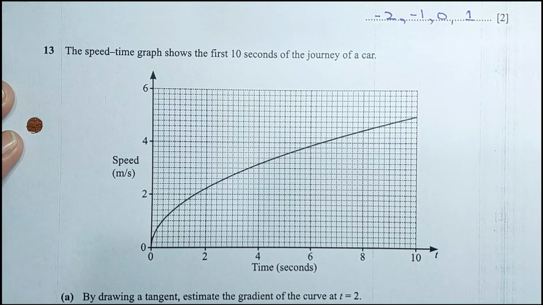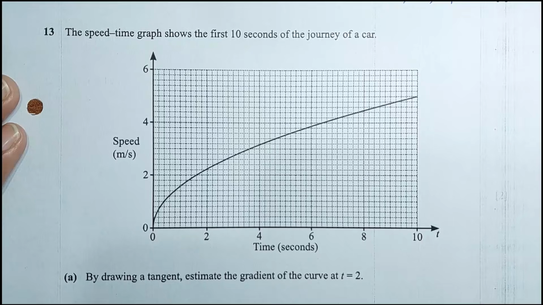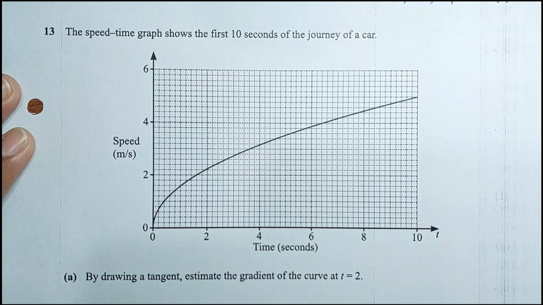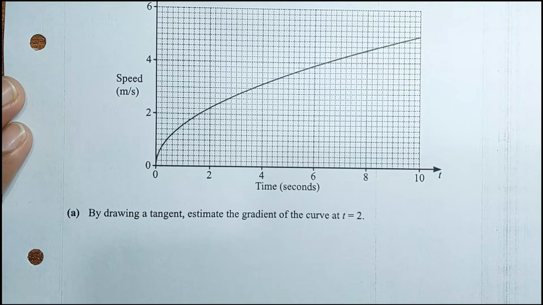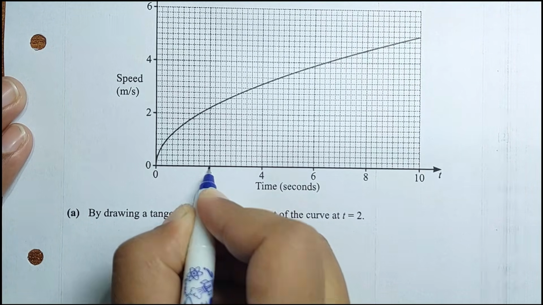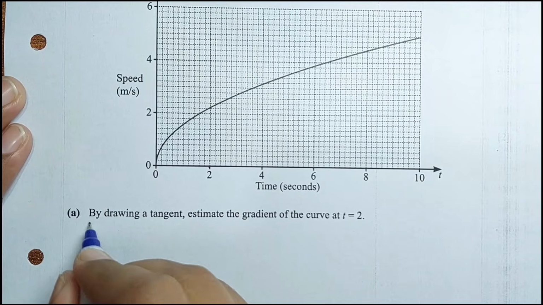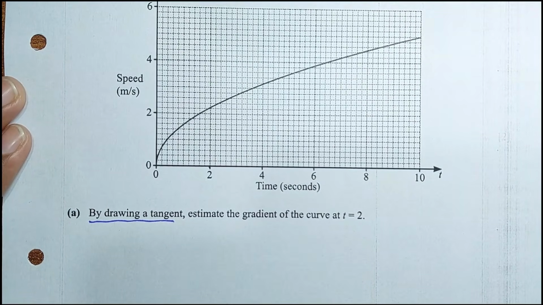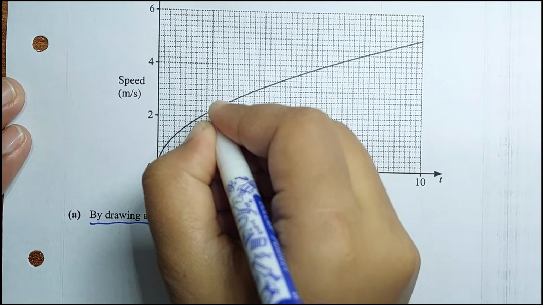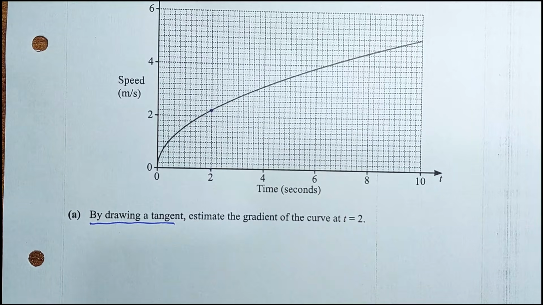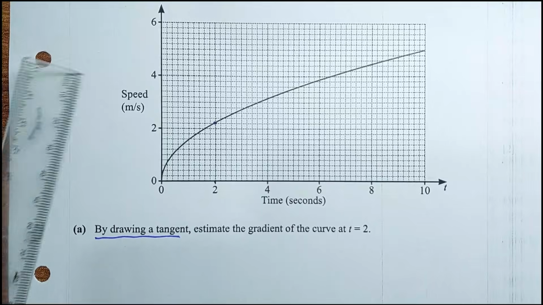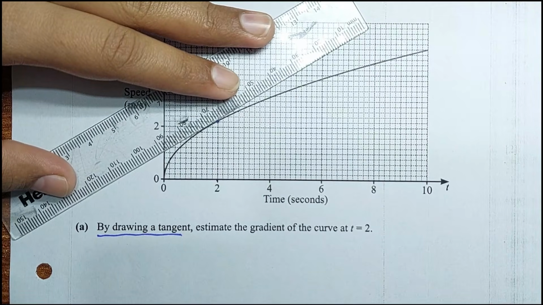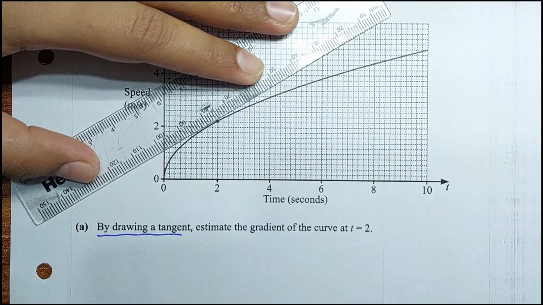Moving to question number 13. The speed-time graph shows the first 10 seconds of the journey of a car. By drawing a tangent, estimate the gradient of the curve at t equals 2 seconds. We have to draw the tangent to estimate the gradient. Here t is equal to 2, so let me draw the tangent. The tangent touches the curve at exactly one point. At t equals 2, I'm drawing the tangent.